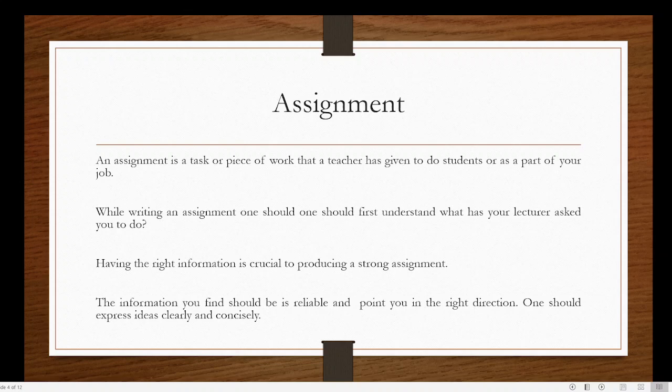So then, having the right information is an important thing. The information you find should be reliable and point you in the right direction. One should also express ideas clearly and concisely. Concise means very brief, so you should have a brief and concise presentation. If there are too many sentences and too many points, nobody will read it. So this is an important thing.